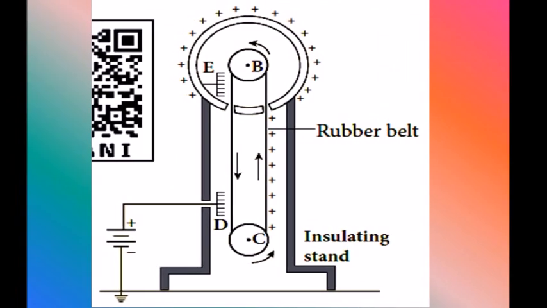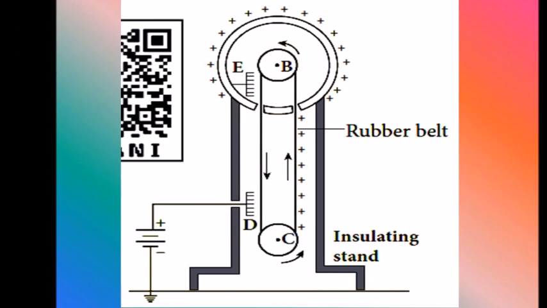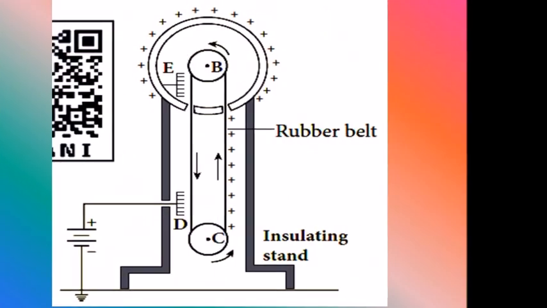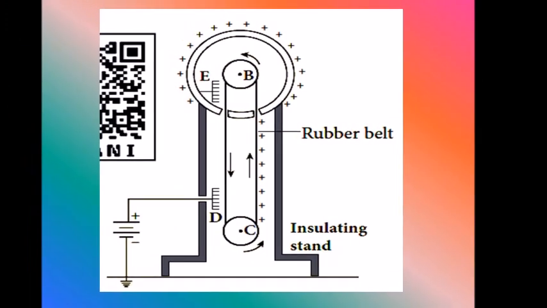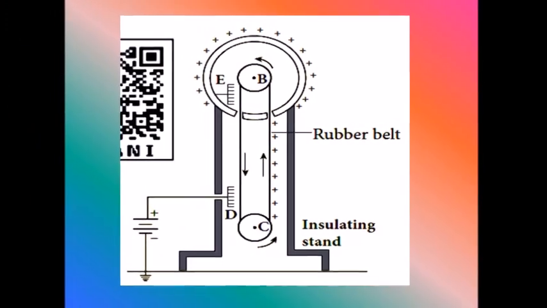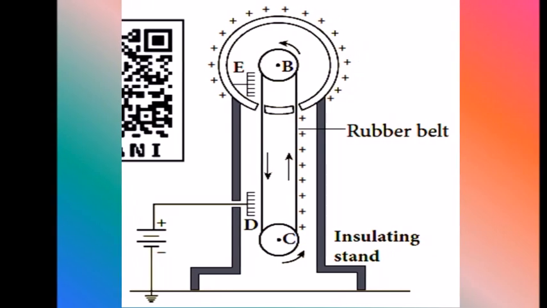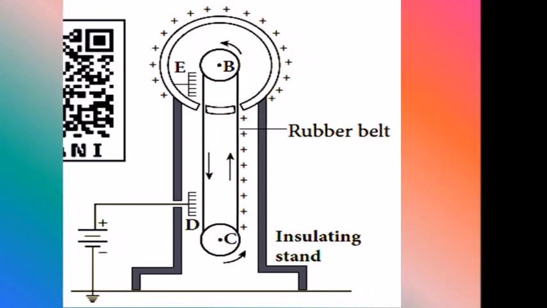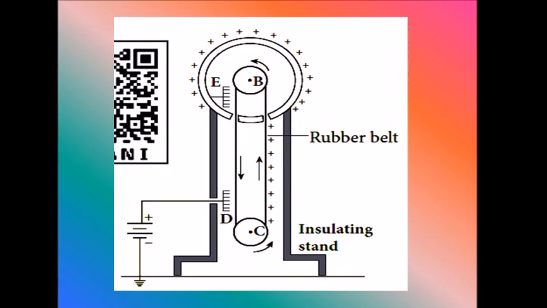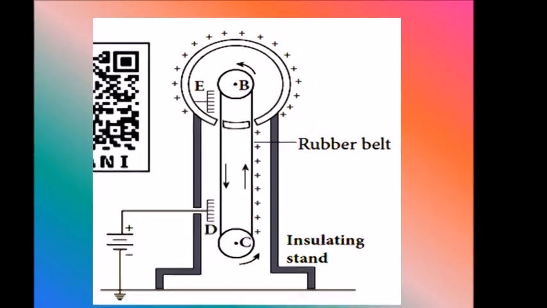Two comb-shaped metallic conductors E and D are fixed near the pulleys. The comb D is maintained at a positive potential of 10 power 4 volt by a power supply. The upper comb E is connected to the inner side of the hollow metallic sphere.